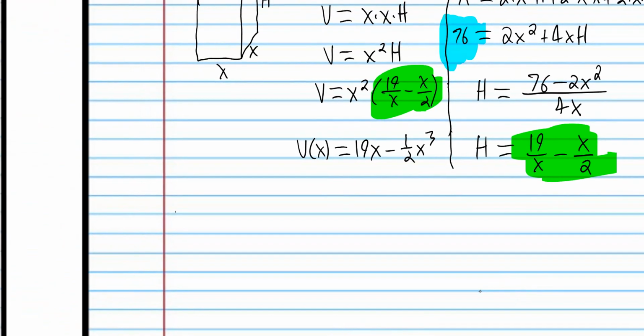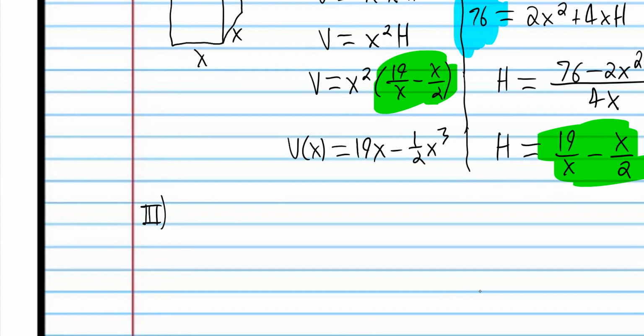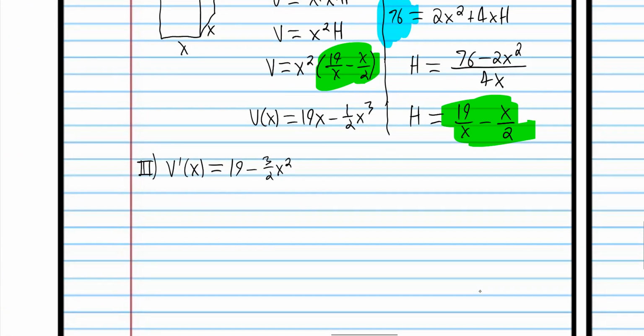Okay, so now we're done with step 2. Again, step 2 is often the most difficult step. So now we want to find the derivative, and we don't have to do anything special before we find the derivative because this is fairly easy. We get 3/2 x squared. Okay, and then on to step 4.